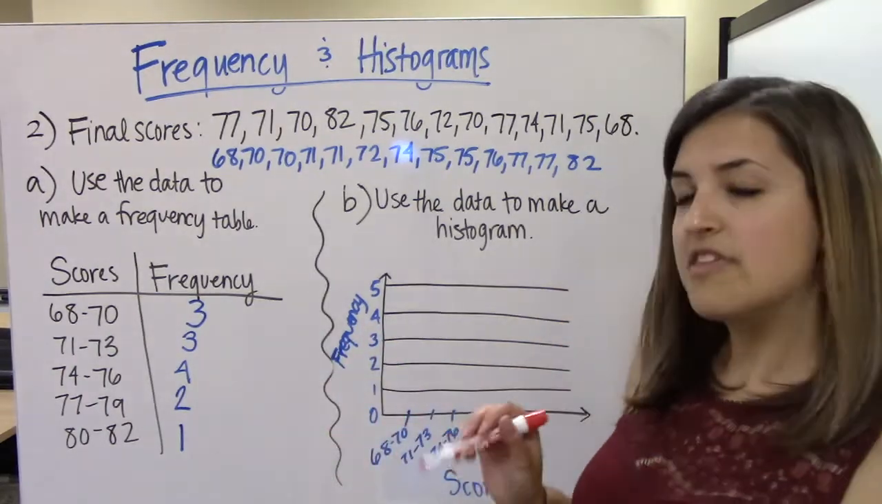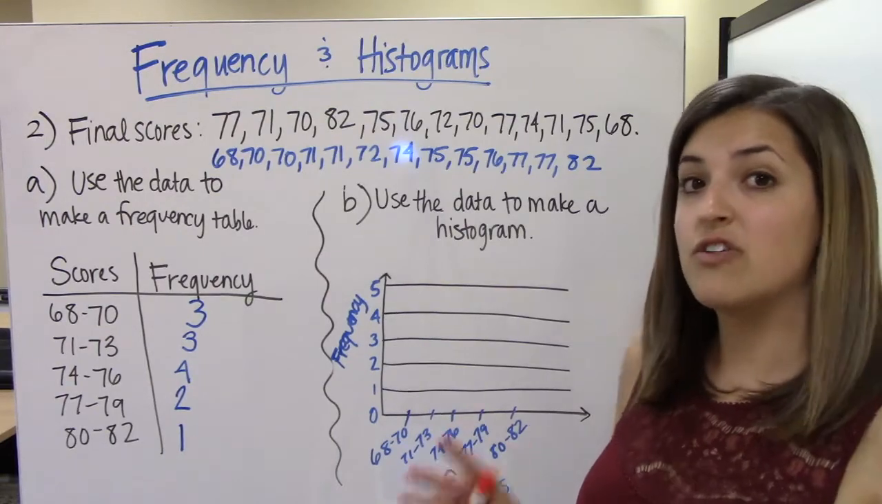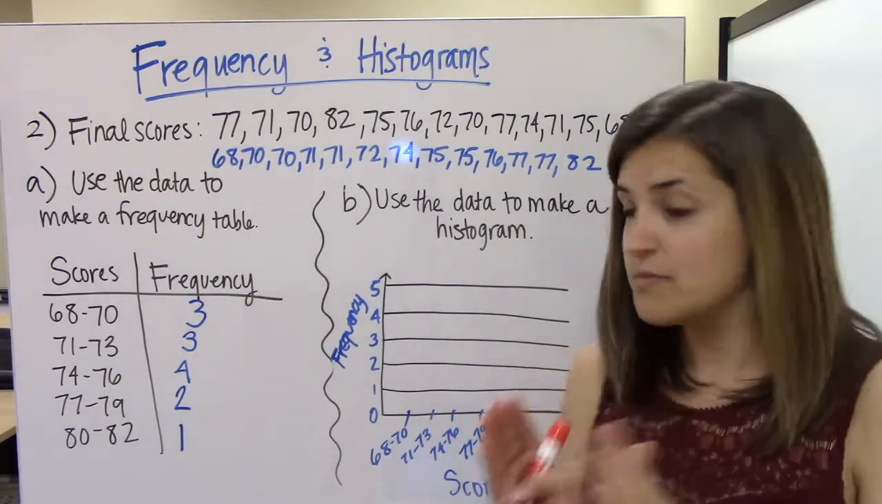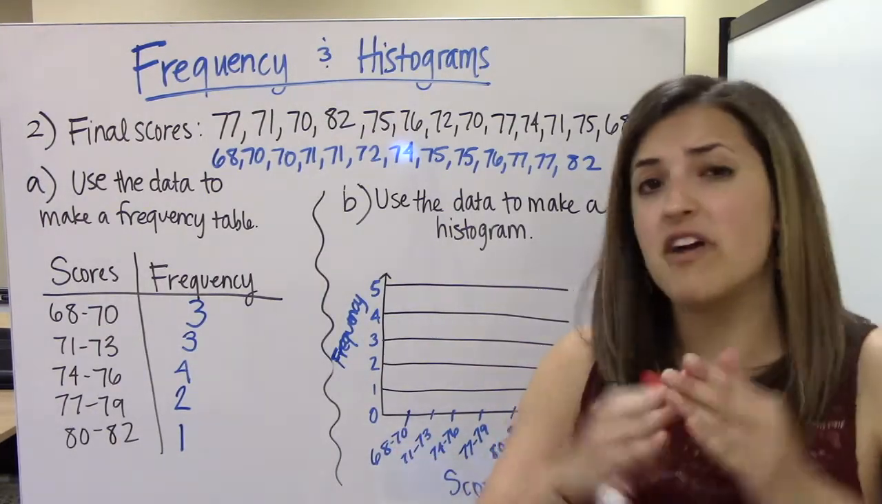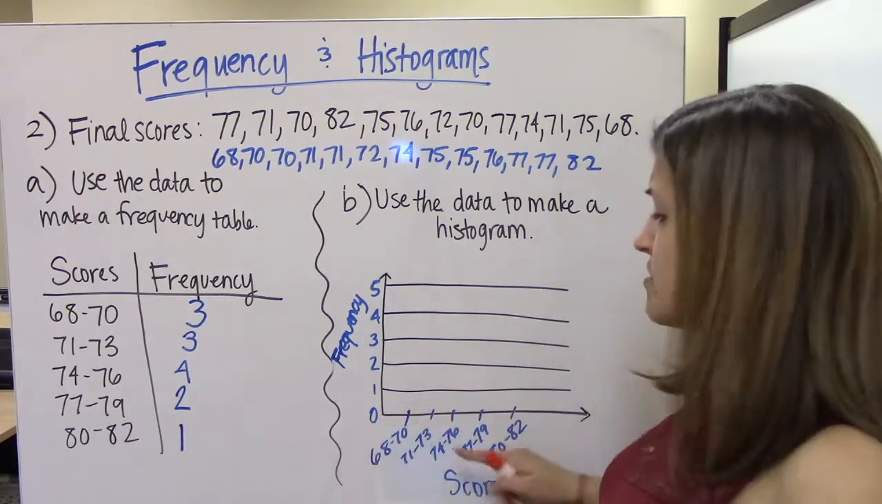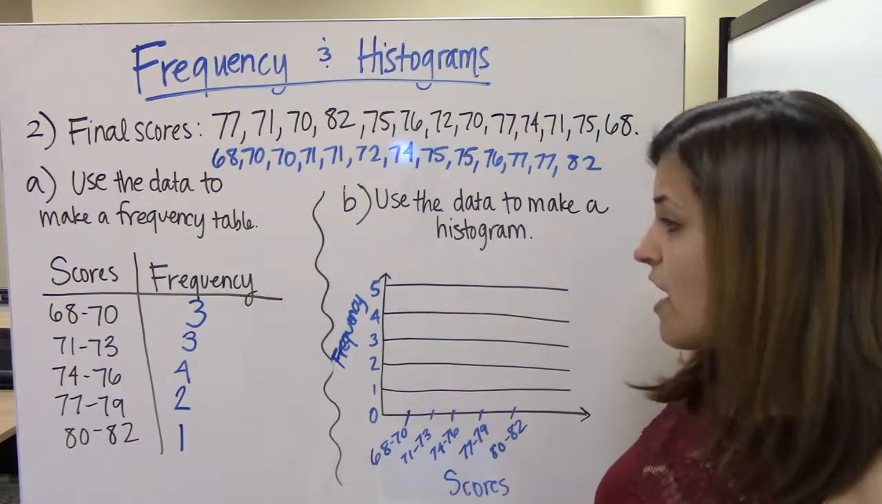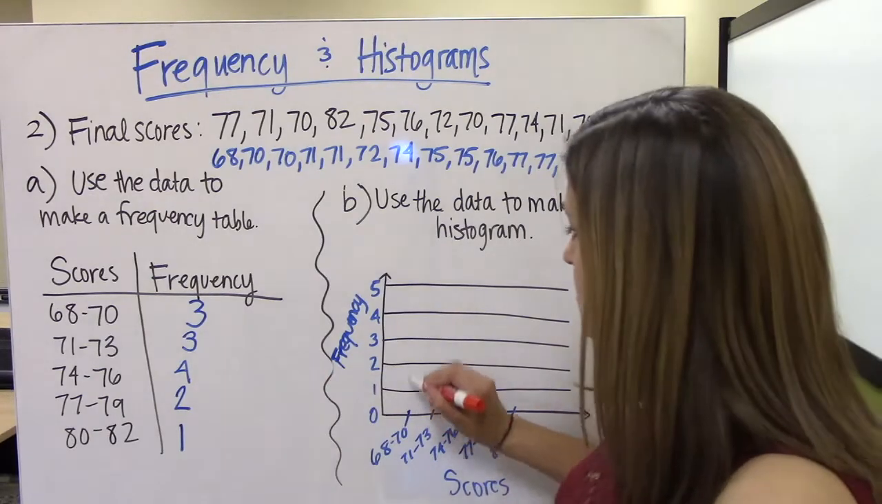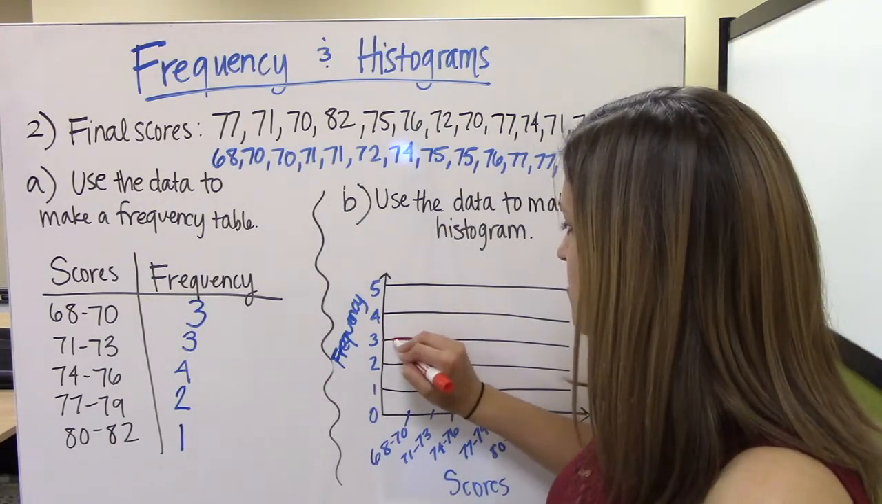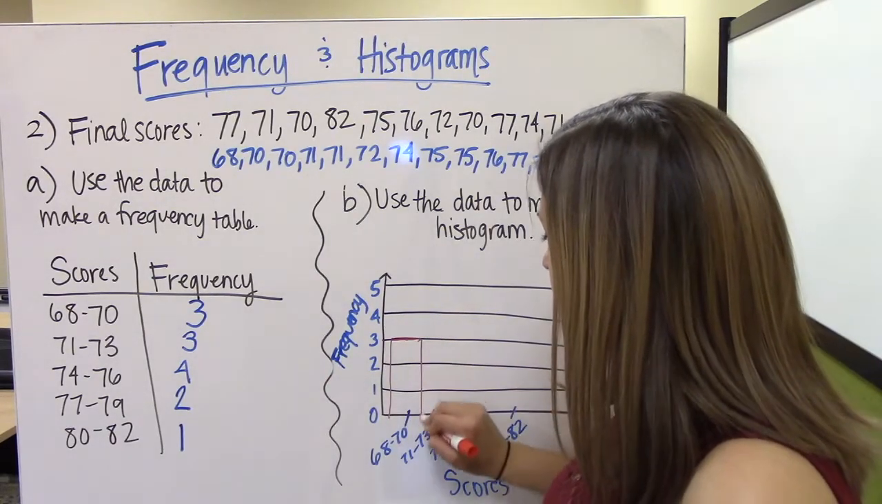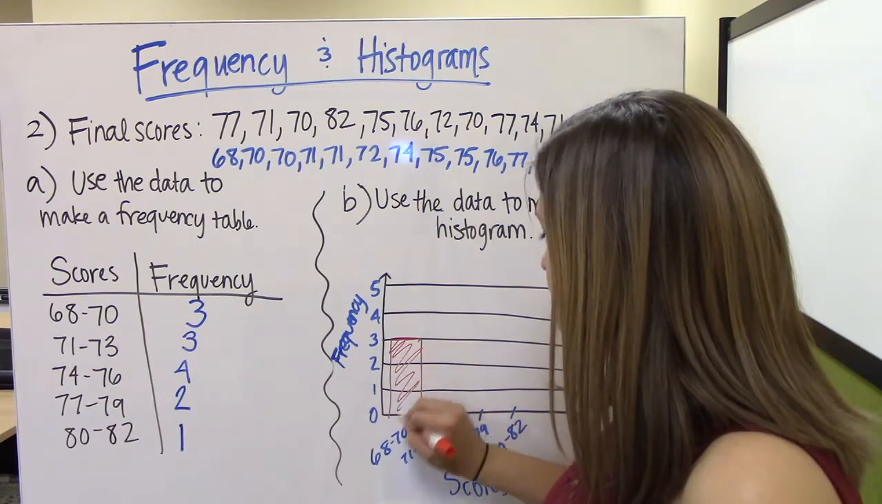So the thing with histograms is that there are no spaces between the bars because these are intervals. They should cover every possible value we have. So in the interval 68 to 70, I have 3 values. So I'm going to go up to 3, and I'm going to create a bar here. It's going to look something like this.